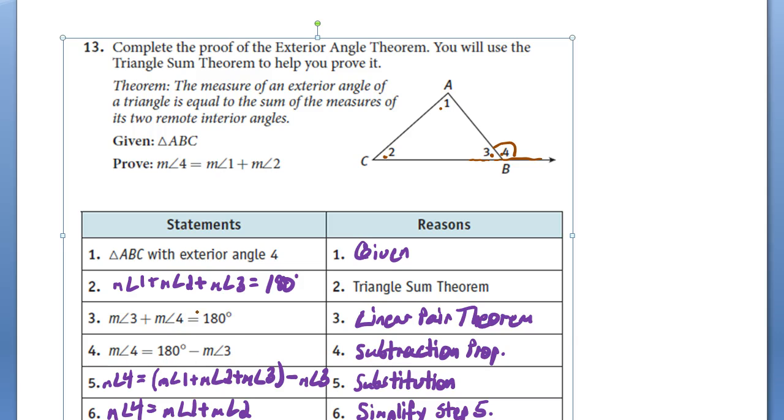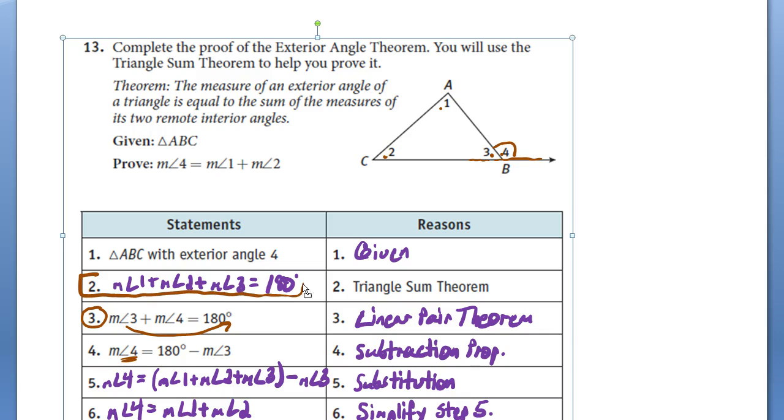Next step, take this equation from step 3 and subtract the measure of angle 3 from both sides to get the measure of angle 4 alone. And it would create this algebra expression. That's the subtraction property.